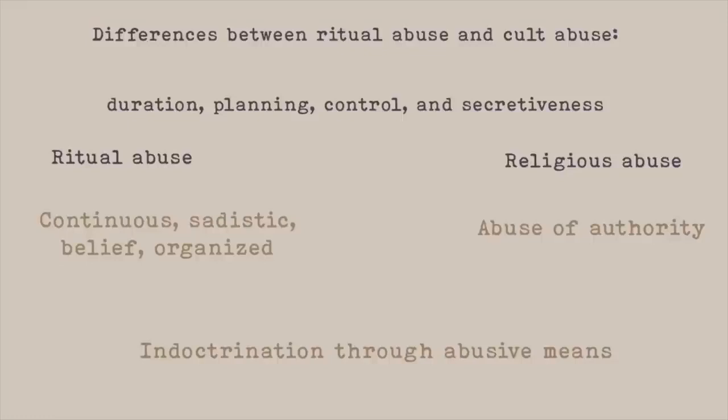What are the differences between ritual abuse and cult abuse? Though subtle, some of the main differences between ritual abuse and cult abuse are the duration, planning, control, and secretiveness of what has occurred. Ritual abuse is continuous, sadistic in its nature, linked to the belief system and doctrine of the abusers, and is often organized. Religious trauma, like that of cults, does not hold to these things. For example, a pastor may abuse a child, but it is not related to their religious beliefs. They use their position and authority to abuse.